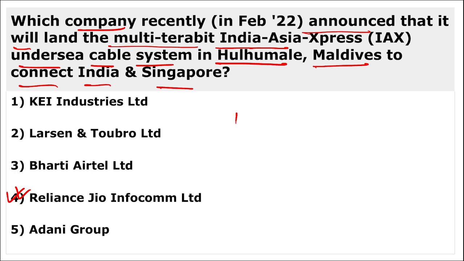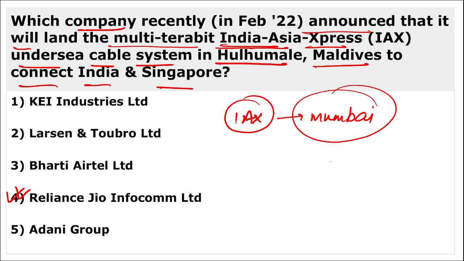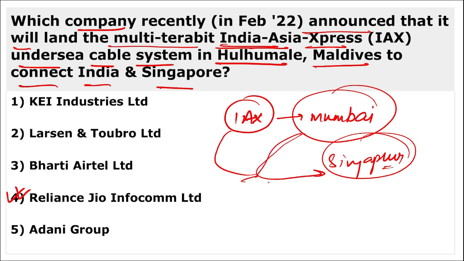Then you should know IEX. IEX is India Asia Express, the full form. The India Asia Express system originates in Mumbai in the west and connects directly to Singapore. It will branch out, including additional landings in India, Malaysia and Thailand. That means the aim is to connect Mumbai to Singapore, but in between there will be multiple stops.